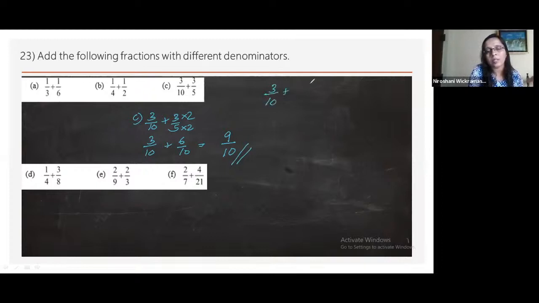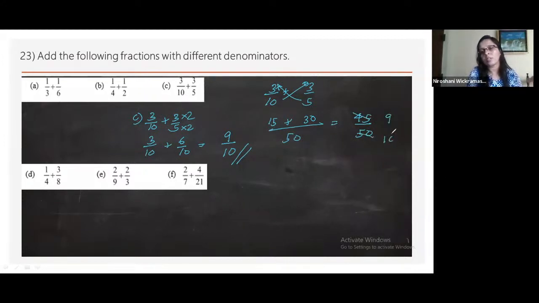3/10 plus 3/5. 5 times 3, 15. 10 times 3, 30. 10 times 5, 50. 45/50. Divisible over the line and below the line by 5. No? How many 5's here? 9. How many 5's here? 10. 9/10. Right? Then this thing, D.